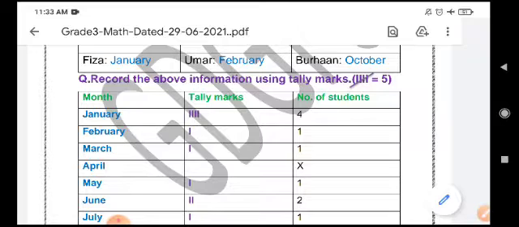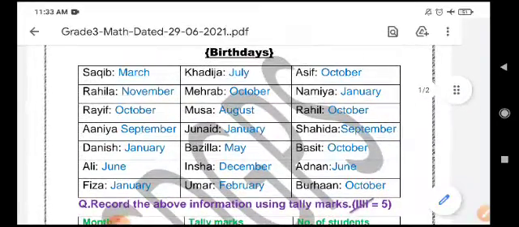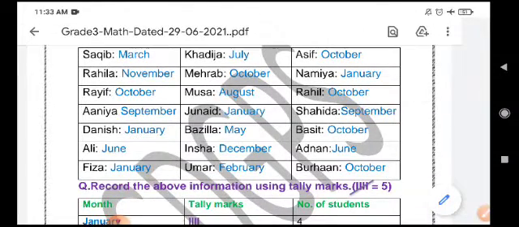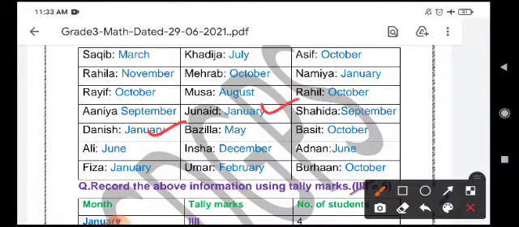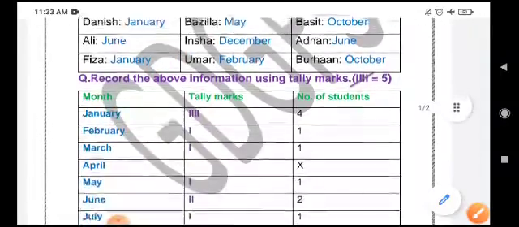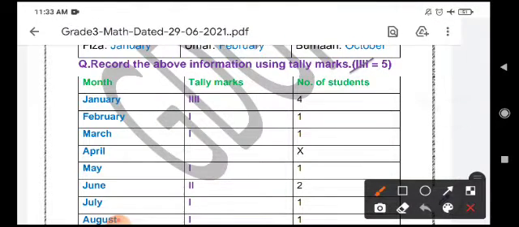Now how to show it in terms of the birthdays, that is the data given above. January, how many birthdays fall in the month of January? So we will count it from the data that is given to us. 1, 2, 3 and 4. So what we got? 4. We are going to depict it in terms of tally marks, 4. And the number of students you will write in terms of number, that is 4. And tally marks you have to show like this.